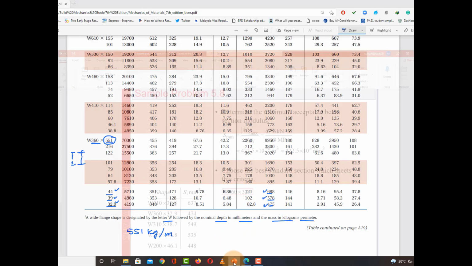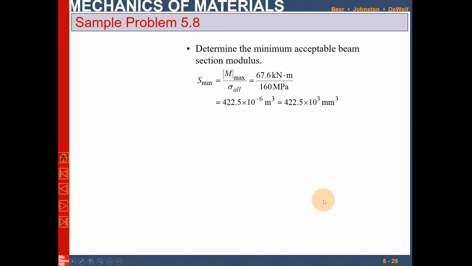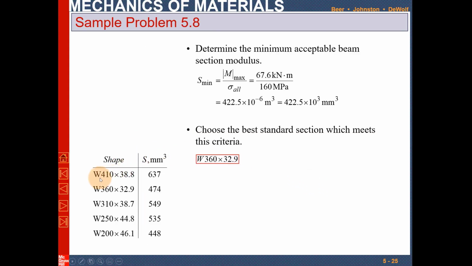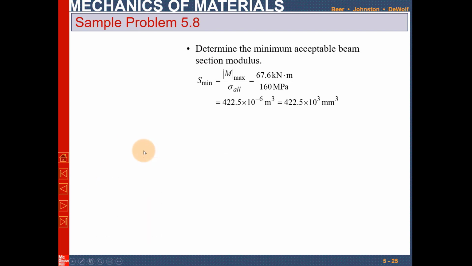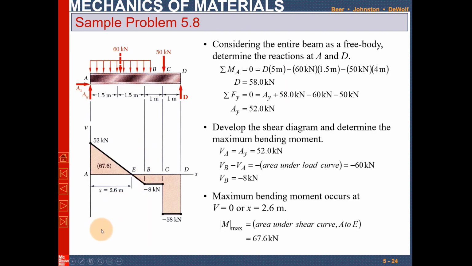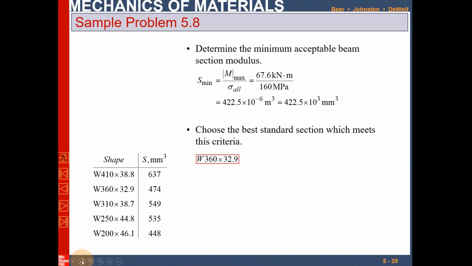In our case, I have selected different beams. You can see from this figure, or from this slide, we have the minimum S values, and we have chosen different beams that have values equal to or greater than 422. So this W410 by 38.8 has a section modulus of 637 times 10 to the power 3 cubic millimeter. This one will have 474, this and this and this.